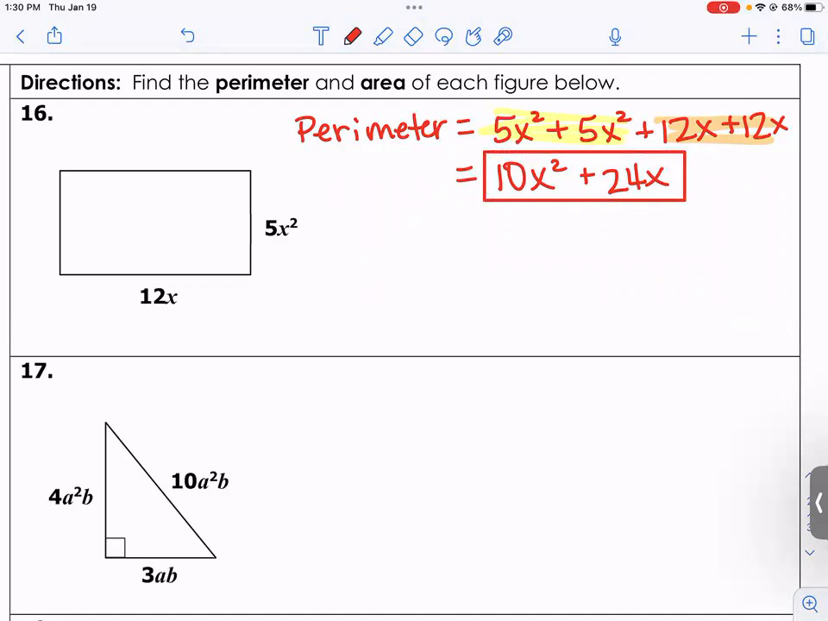I like these problems. We can't add those two numbers. We can't add them together because one is x squared and one is x. Does that make sense? Okay.